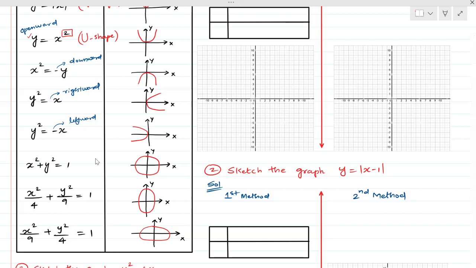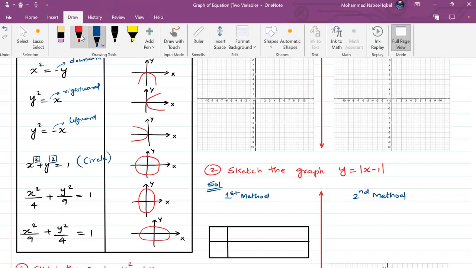Now when you have this one here, what do we have? Both terms are squared. Whenever both are squared with intercept form equal to 1, it is a circle. And when you have x squared over 4 plus y squared over 9 equals 1, in intercept form, it is an elliptical shape, not a circle.